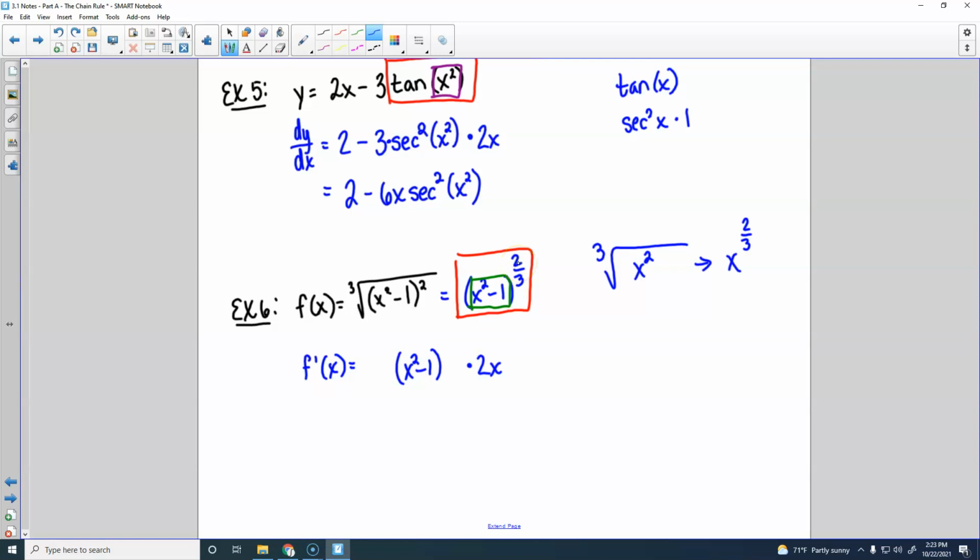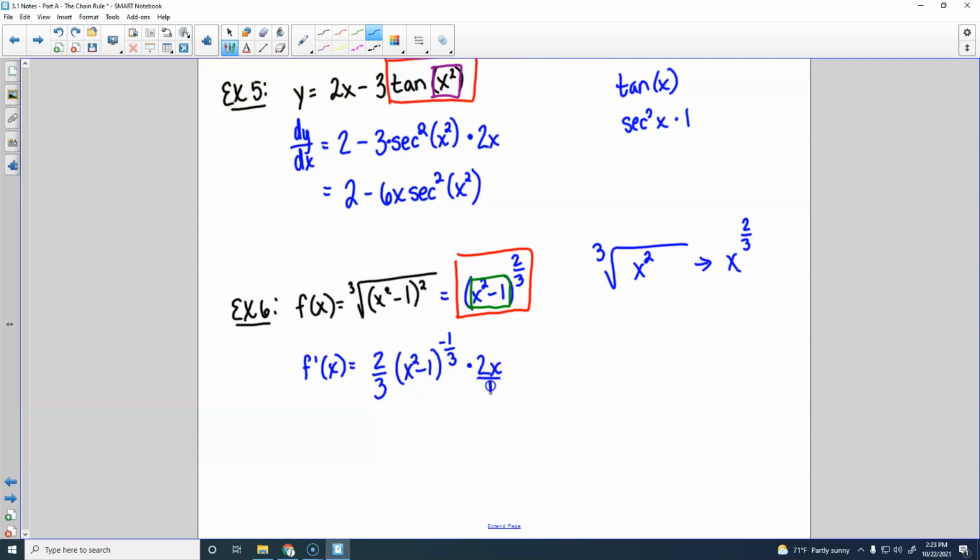It's just like the power rule. Like if we had x to the 2/3 power, we would multiply out front by our exponent. So I have 2/3, negative 1/3 right here. And then we'll simplify this.